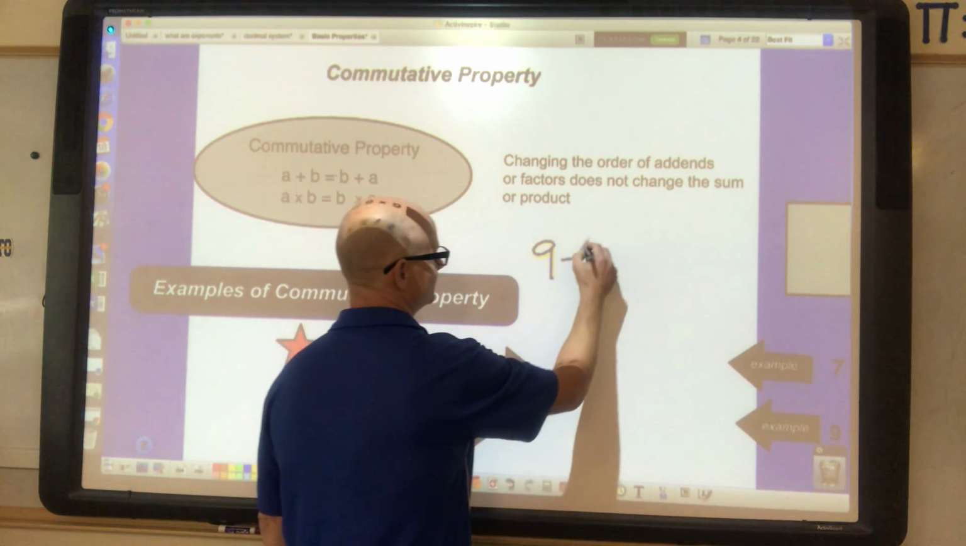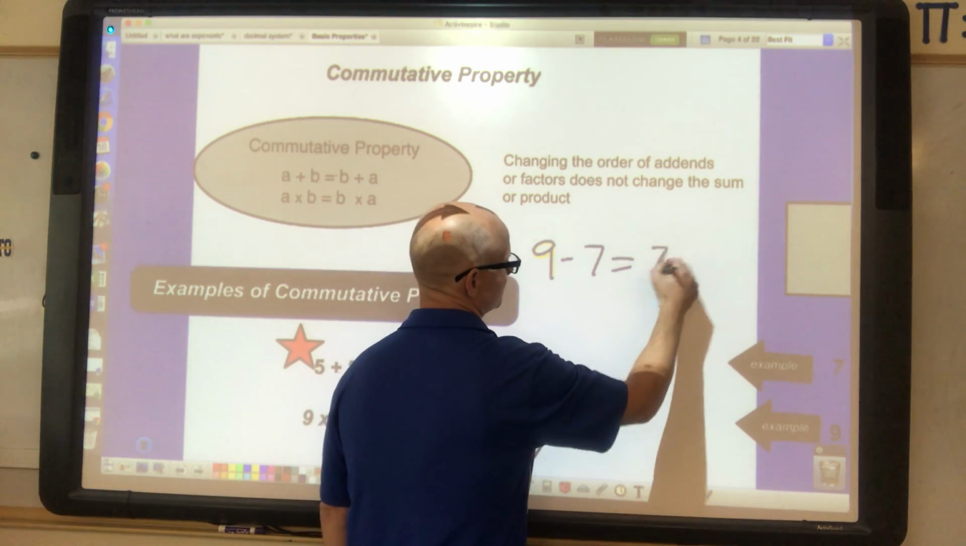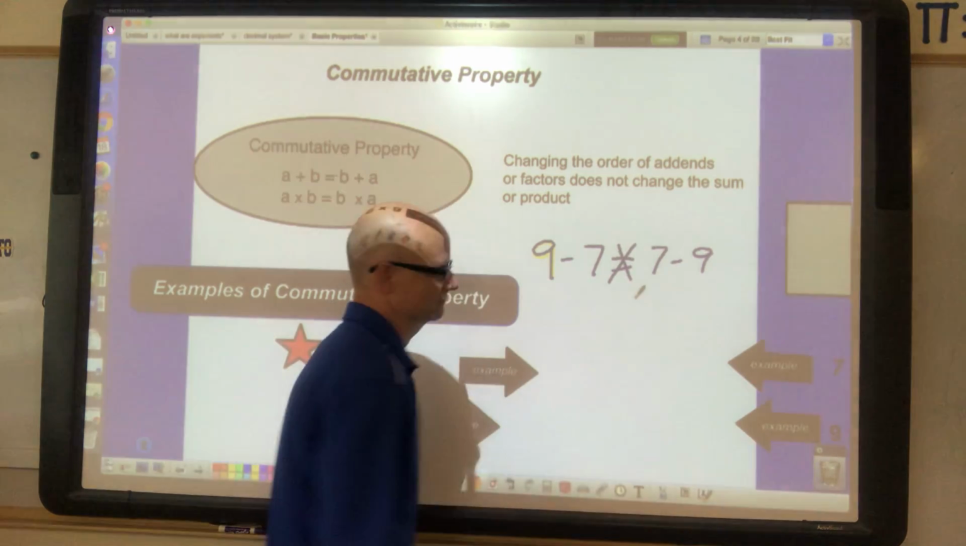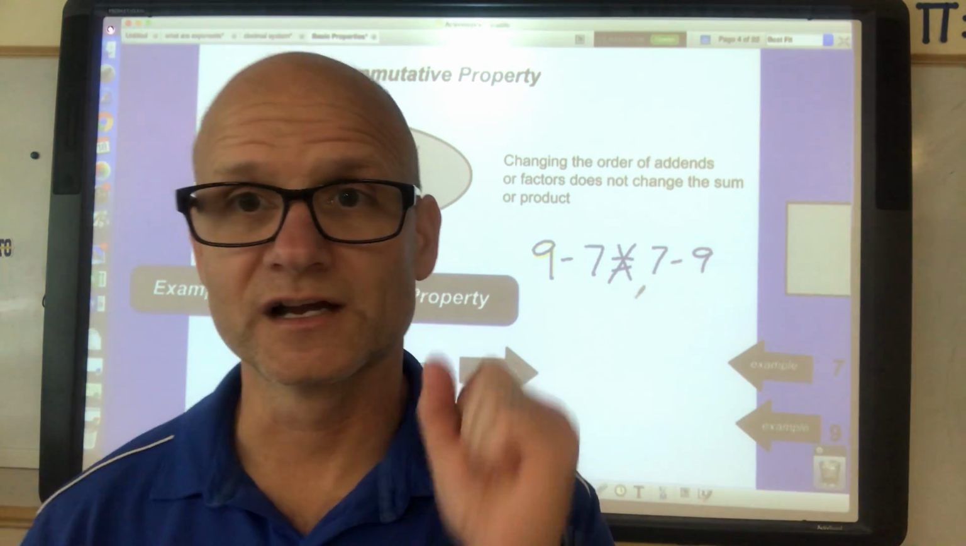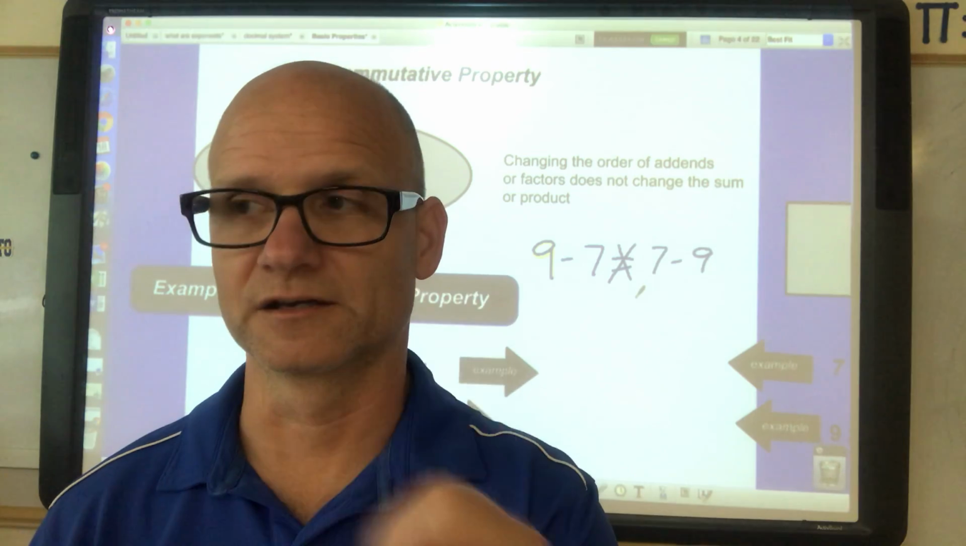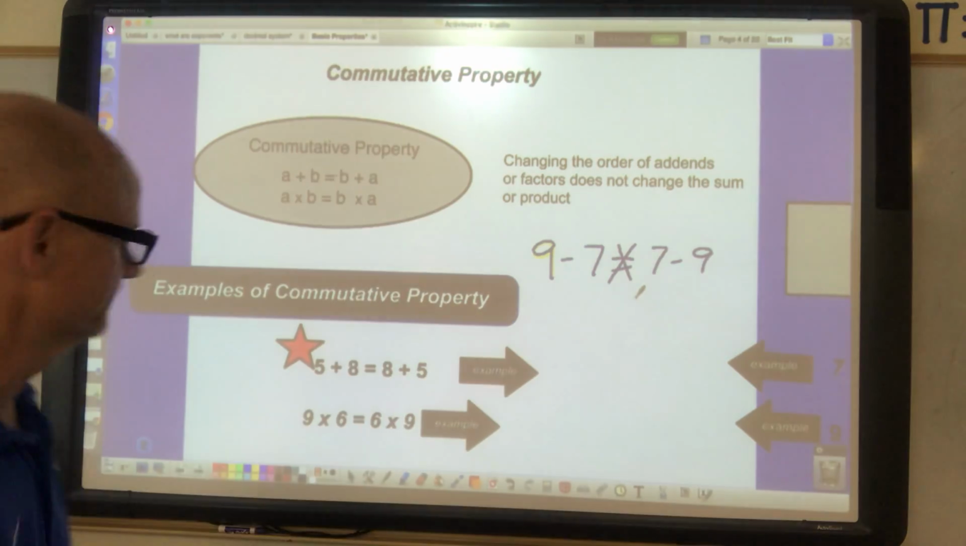Nobody in here would say 9 minus 7 equals 7 minus 9. You don't get the same answer. Okay, so it doesn't work for subtraction, it doesn't work for division, but it does work for addition and multiplication, yes. Okay, let's move on.